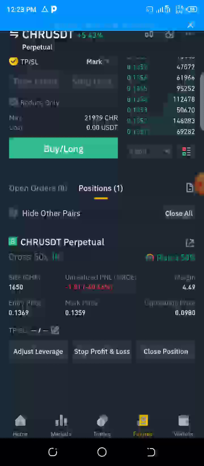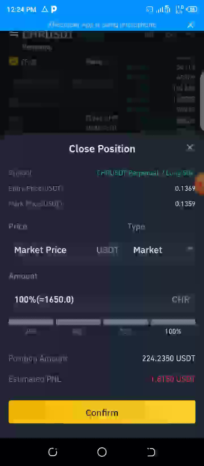Maybe you feel this market you're already in loss, and maybe I feel now I'm in loss. I don't want to continue this trade. I just want to accept this $1.64 loss. I will just come here, close position. If you look at it now, we have the market price, and if we tap on this market, we have what they call limit.